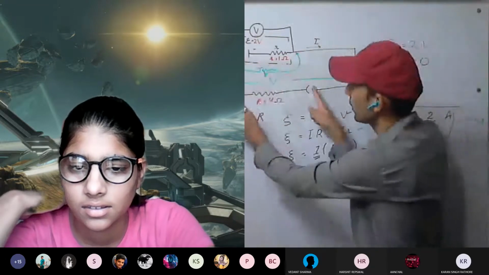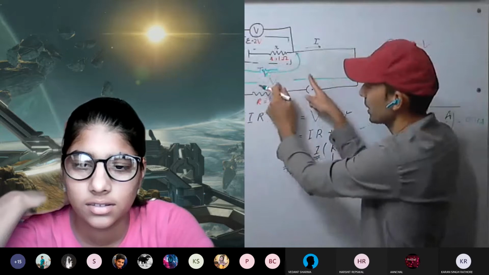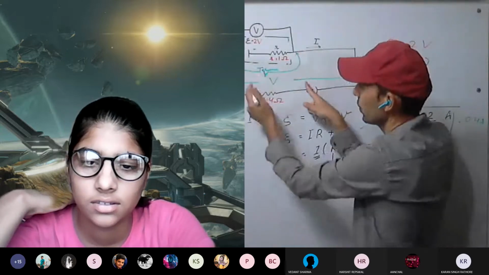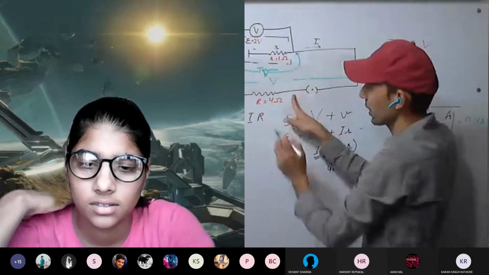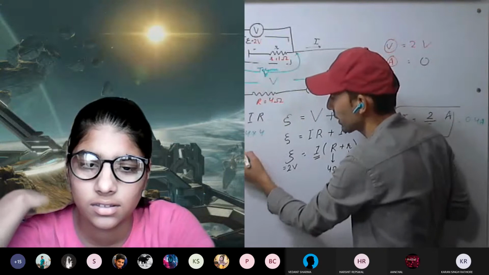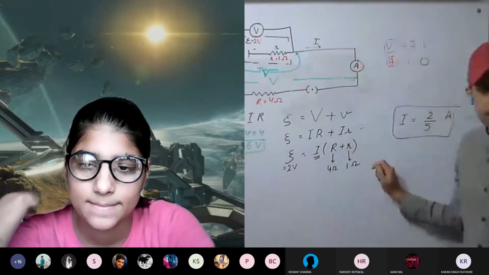And now see here, what will be the potential across this resistance? That will be the terminal potential, terminal voltage. So V equal to IR we have calculated. So 0.4 into 4. How much you're getting? 1.6 volt. This is clear?